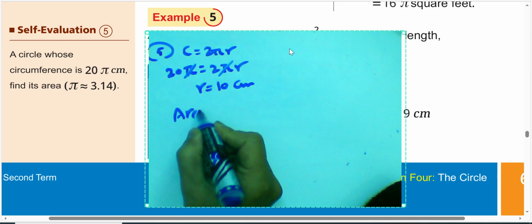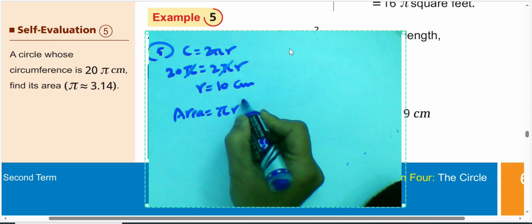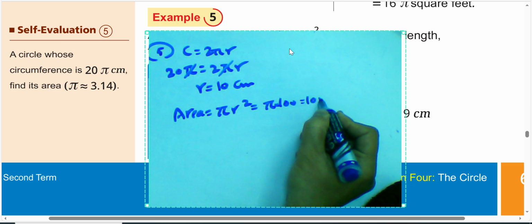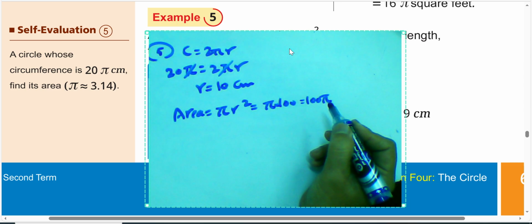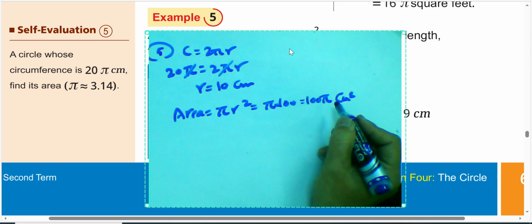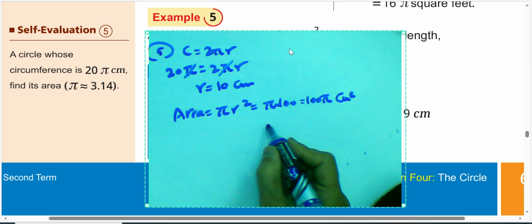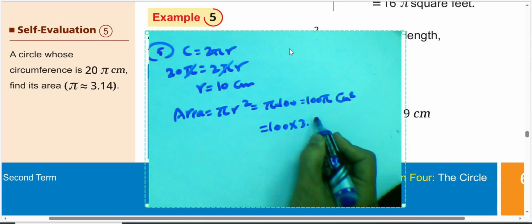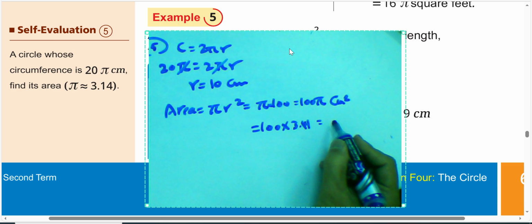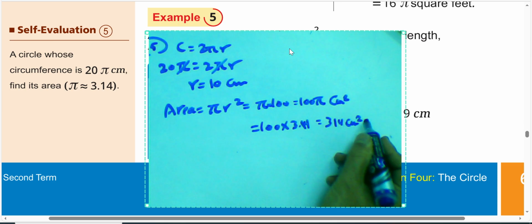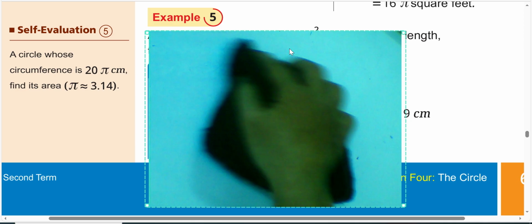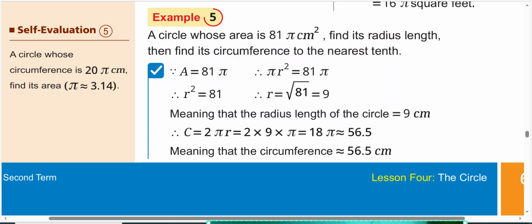Then we can find the area, equal pi r power 2. Pi times 10 power 2, which is 100, so the result will be 100 pi square centimeters. Understood? You can write 100 times 3.14. Move the point to the right by 2 places. The result will be 314 square centimeters. Next question.